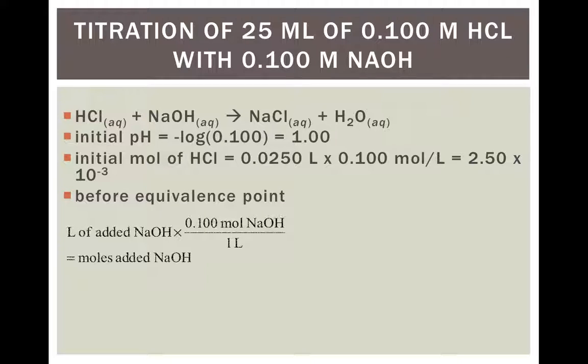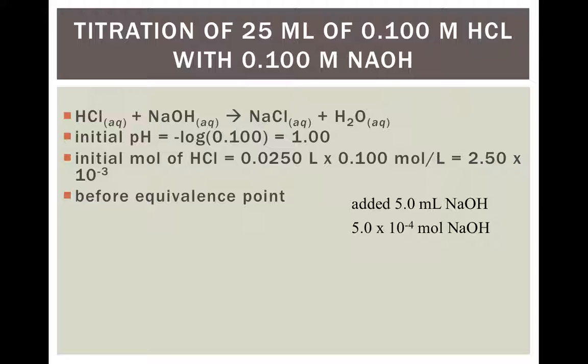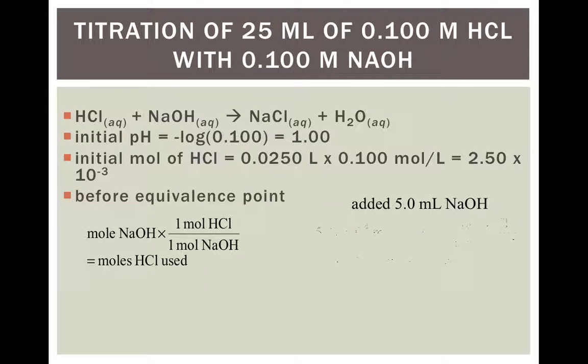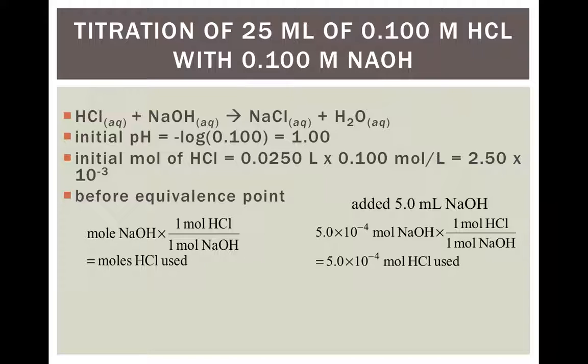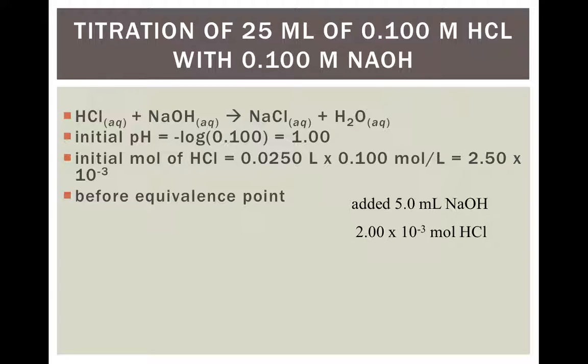So this is all before the equivalence point is reached. You take the liters of added NaOH times the 0.1 molar of NaOH, and this gives you how many moles of NaOH added. And then what you're going to see is, did those moles of NaOH get absorbed? So you're going to say, okay, how much HCl do we have? 5 times 10 to the negative 4th. Then you subtract and you figure out which one's left over. You have 2 times 10 to the negative 3rd moles HCl in excess, so it's still acidic.